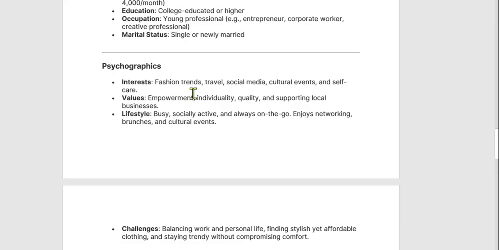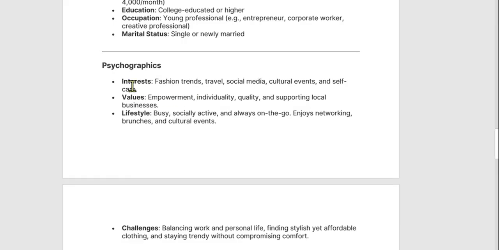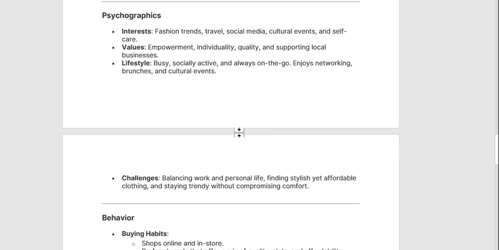Then the psychographics. We need to know their interests. What interests them? Are they interested in football? Usually from here we see that most of our target audience will not be interested in football. They will not be interested in forex, in politics. Most of our target audience will not be. So they are interested in fashion trends, travel, social media, cultural events, self-care. This is what they are interested in. The value, empowerment, individuality, and all that.